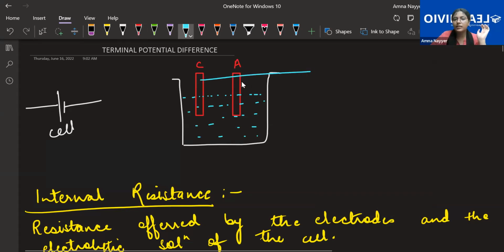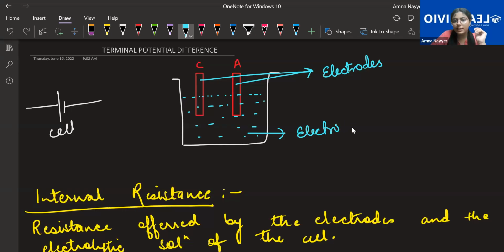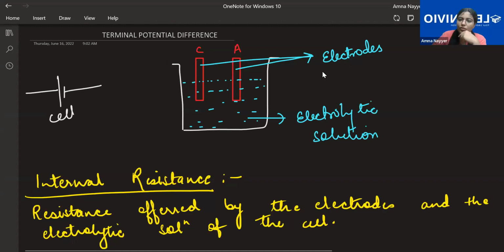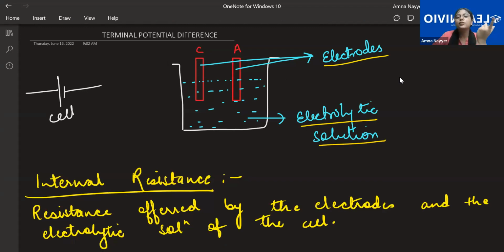What are these? These are the electrodes. And this is the electrolytic solution. So when these electrodes are present within this electrolytic solution, whatever is the resistance offered by these electrodes as well as this electrolytic solution, it is known as the internal resistance. It's the resistance offered by this and this.